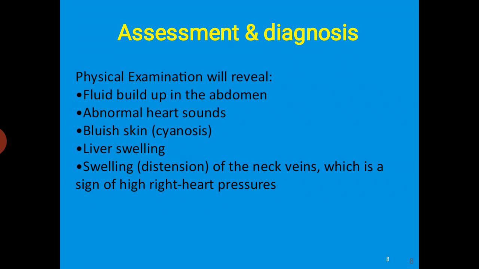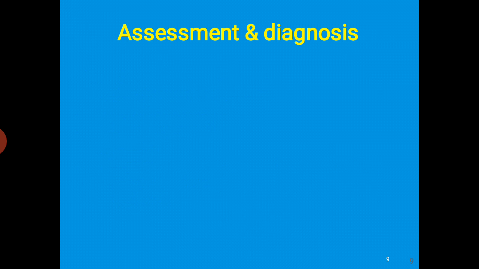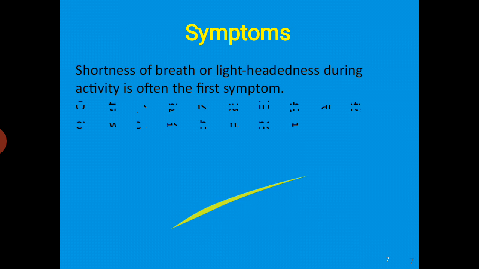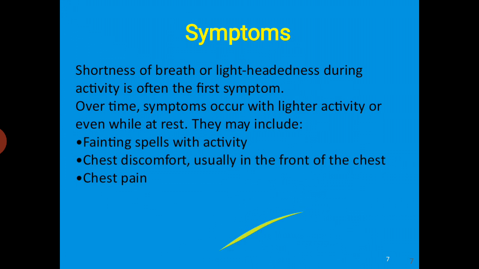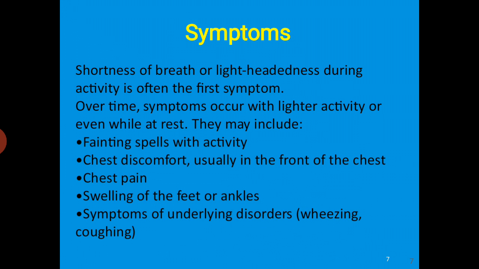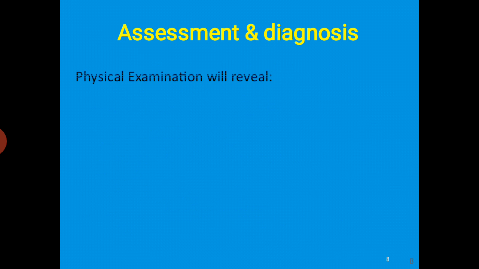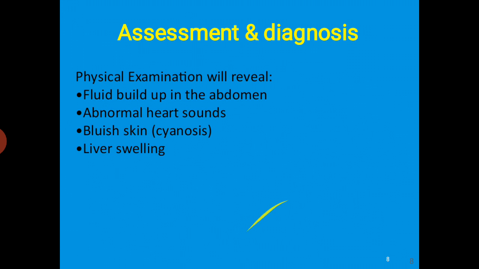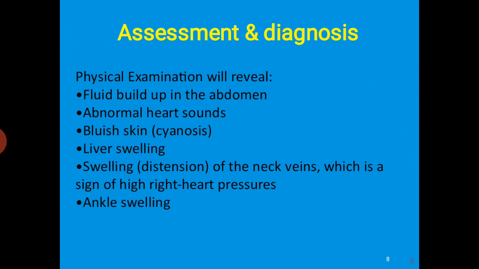Then swelling of the neck veins, जो हमने पहले पढ़ा कि the jugular vein will be distended because of the pulmonary congestion, which is a sign of high right heart pressure, and then ankle swelling will be there. All these things will be seen in the physical examination, ठीक है. In the physical examination these things will be revealed.